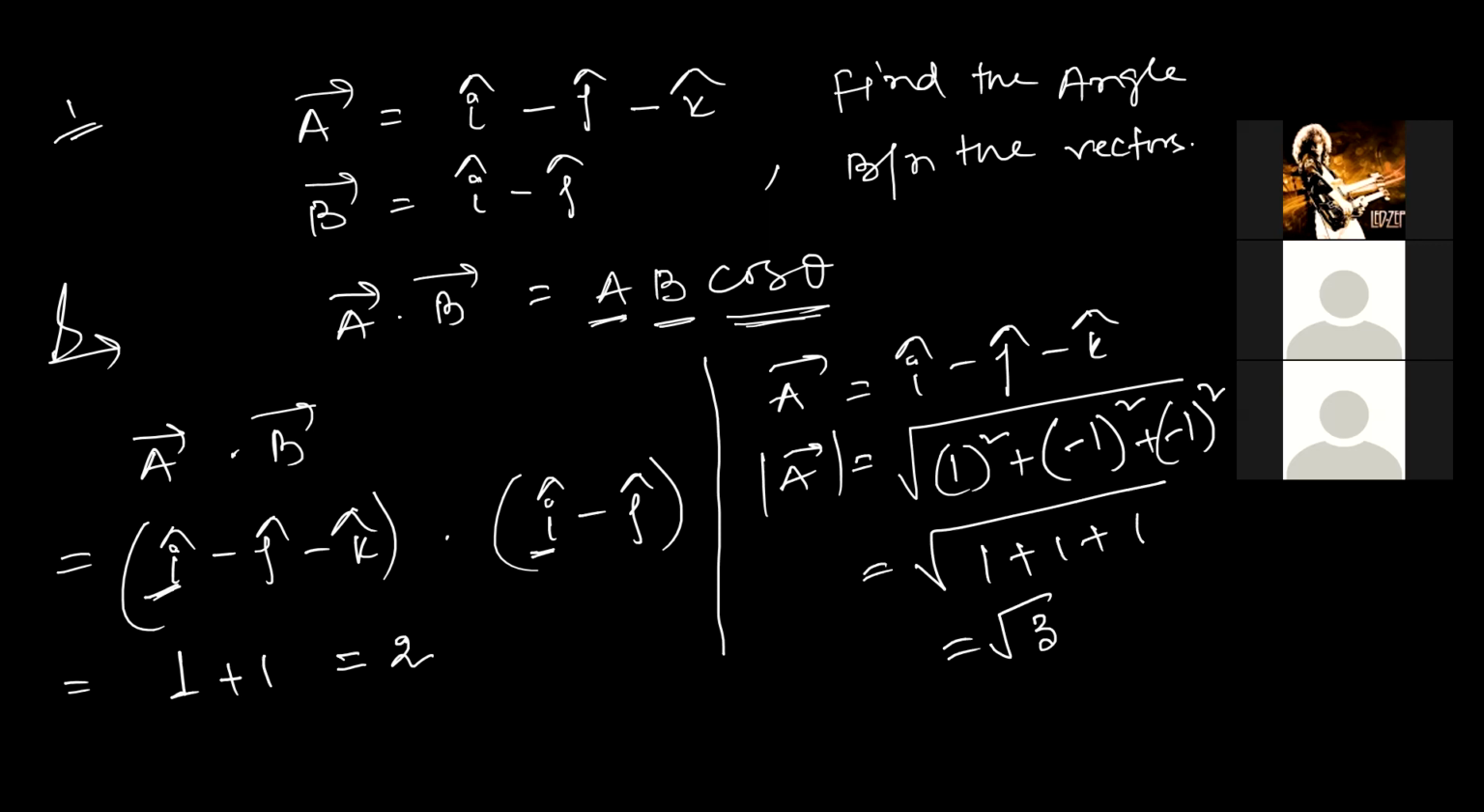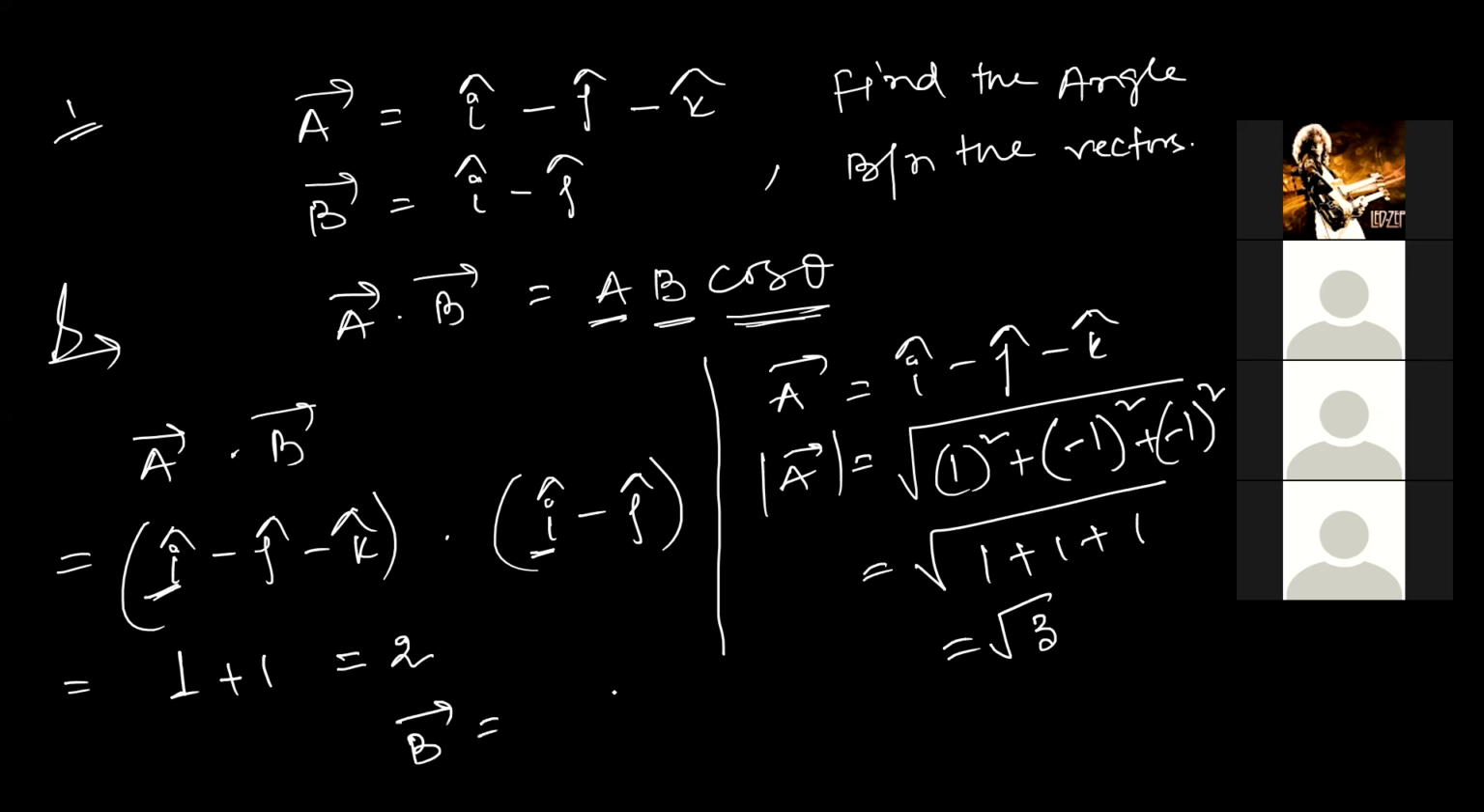Okay. Now, the magnitude of A vector we have just found, and now the magnitude of B vector we have to find here. B vector is given by I cap minus J cap. So the magnitude of B vector will be the modulus of B vector. It is equal to the square root of the coefficient of I cap, which is 1, and its whole square, plus the coefficient of J cap here.